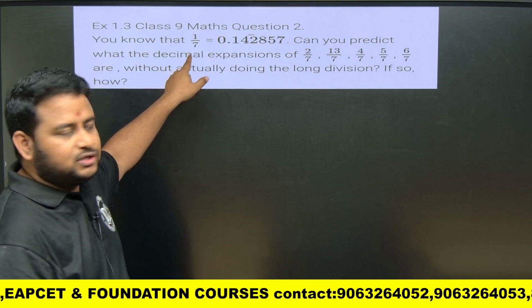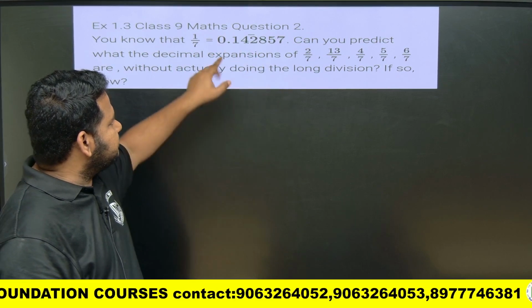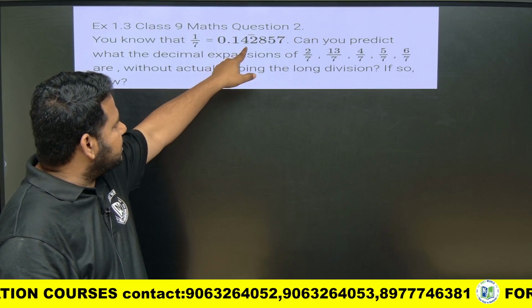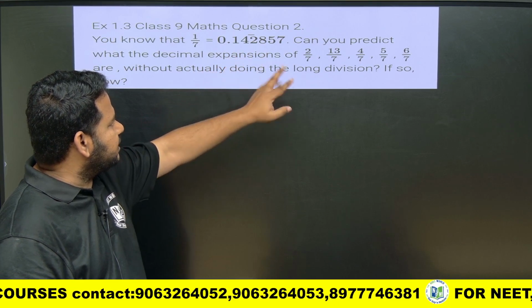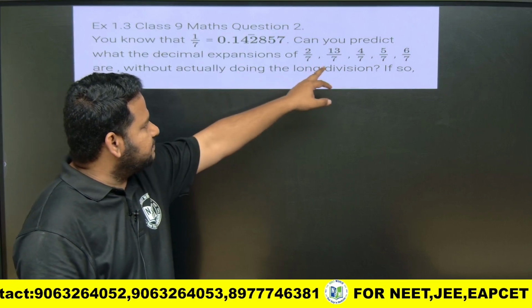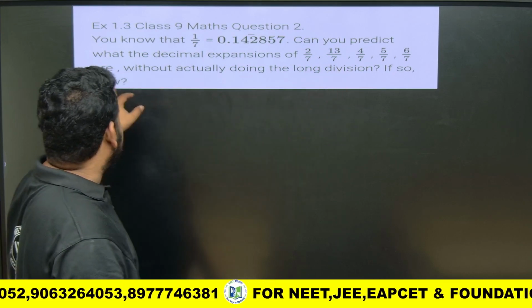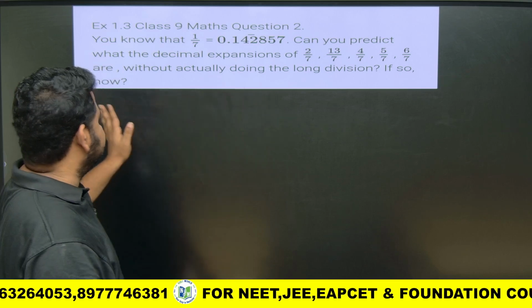They have given, you know that 1 by 7 is 0.142857 bar. So, can you predict what the decimal expansions of 2 by 7, 3 by 7, 4 by 7, 5 by 7, 6 by 7 are without actually doing the long division? If so, how?